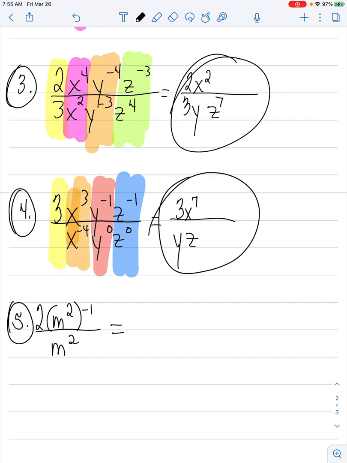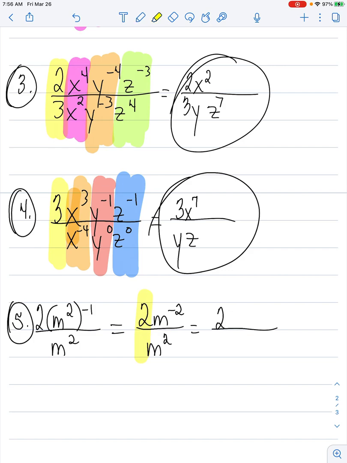Now that we have parentheses, remember that's the first thing we need to do. So this becomes 2m to the, keep the base, multiply the exponents, 2 times negative 1 is negative 2 over m to the second power. So now let's simplify the way we know. Do I need to simplify the 2? No, there's nothing to reduce with. There's no number on the bottom, so I just write the 2.